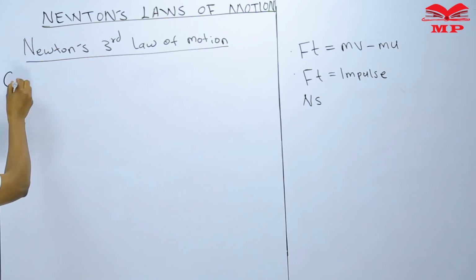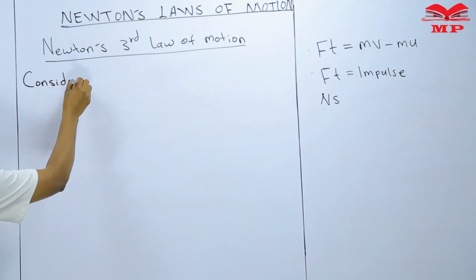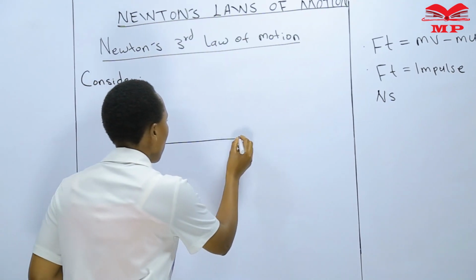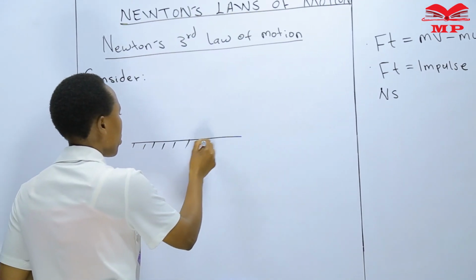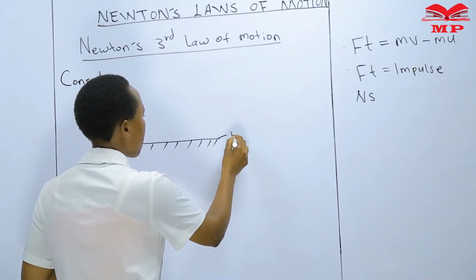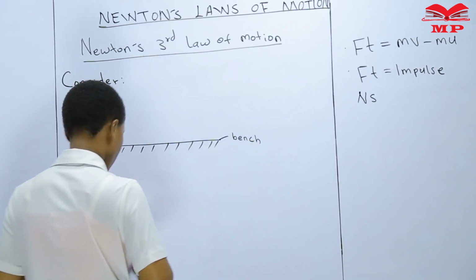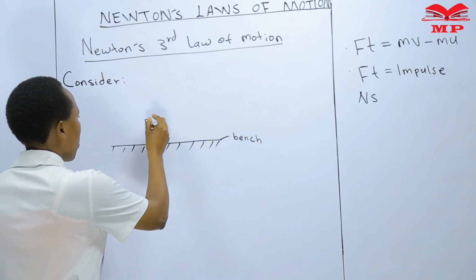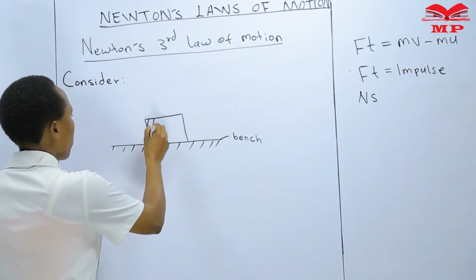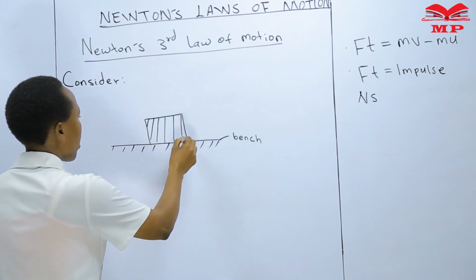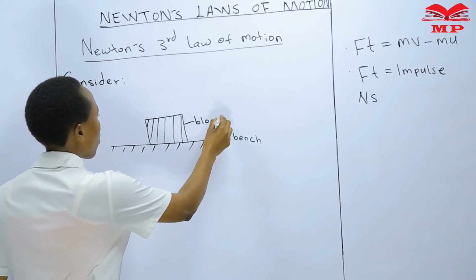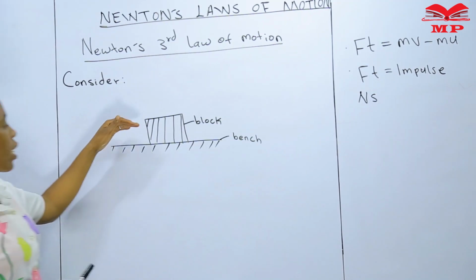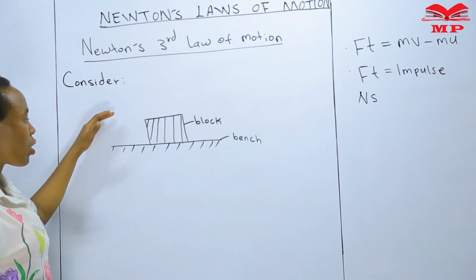I would like us to consider the following. Here I have a mass, or we can talk of a block, which is placed on a bench. This is our bench, and here we have a wooden block. This is the block, and it is resting on the bench. When it rests on this bench, it is not in motion, it is at rest.